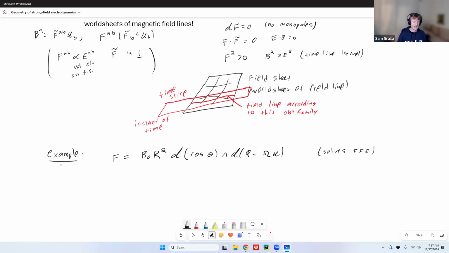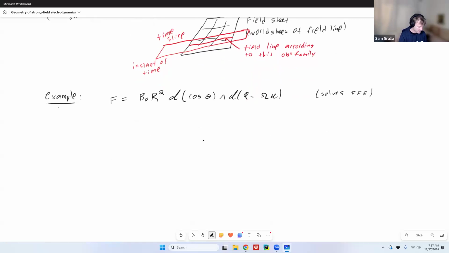Again, Michael found this. Ted and I found some really cool ways of quickly deriving it, but it's his solution. And it's a great example for understanding these field sheets because we've written it in this form where you can see that on these field sheets. Remember, the field sheets are the vectors that annihilate F. So when we write it in this form, d of something, if we dot in something that is perpendicular to the level sets of cosine theta, then it's perpendicular to d cosine theta. It's in the field sheet.